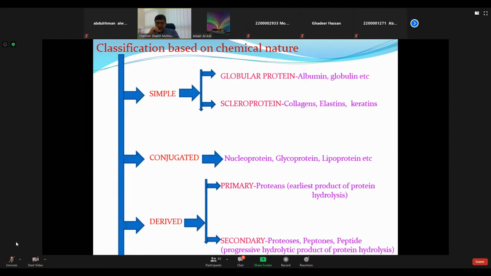Now, subsequent hydrolysis of these proteins gives you proteose, peptones, and peptides, and all are examples of secondary derived protein. Am I clear about the derived protein? The derived protein is a derivation of protein molecules. From those protein molecules you are getting different products, like proteins, proteose, peptones, and peptides, and all are examples of your derived protein.